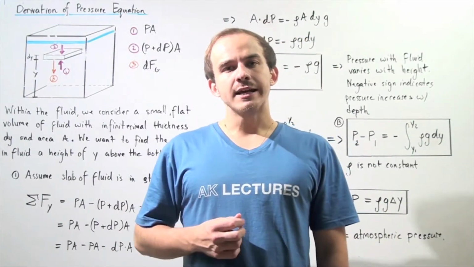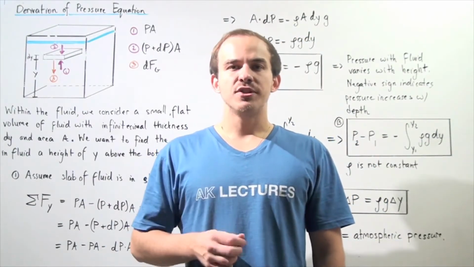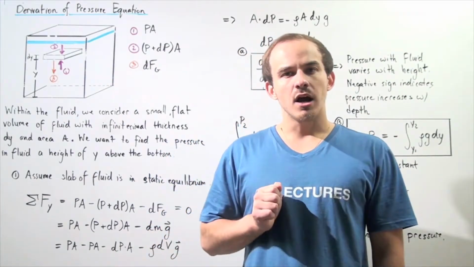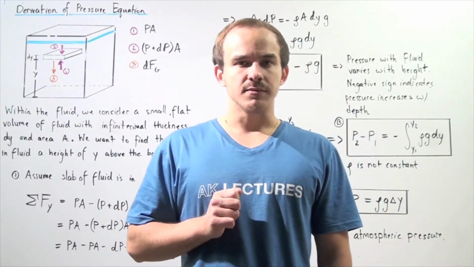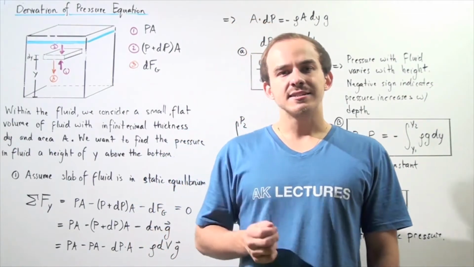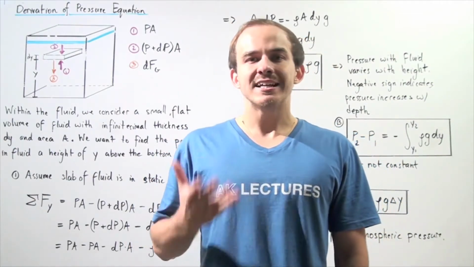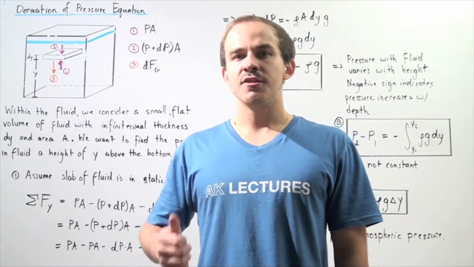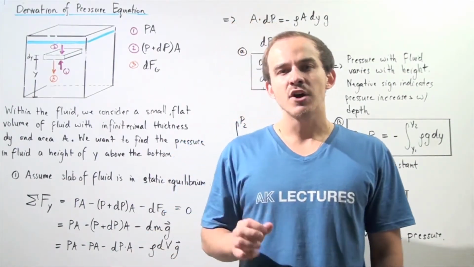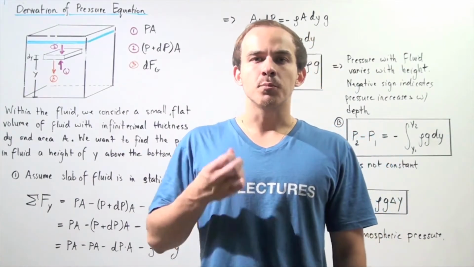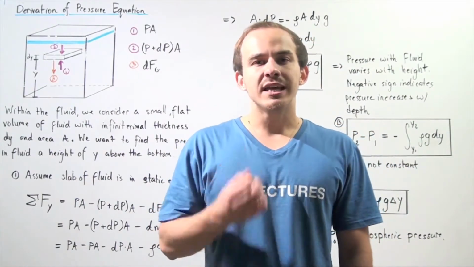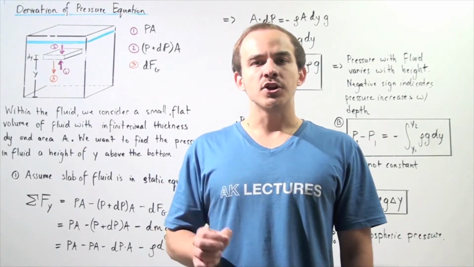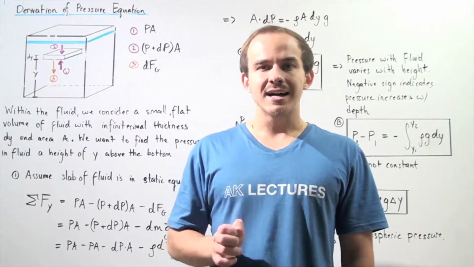In the previous lecture, we derived an equation that gives us the pressure within a fluid when the density of that fluid is constant. Now, what happens when the density is not constant? Well, we can't use that equation. We have to use a different equation. And in this lecture, we're going to derive the general form of the pressure equation that will give us the pressure within the fluid regardless of whether or not the density is constant.